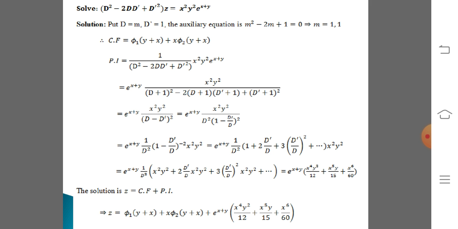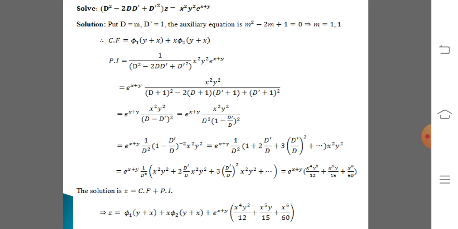So, PI equal to e power x plus y into x square y square by (D minus D dash) whole square. So, we want to find the particular integral for x square y square. To find the particular integral for a function of the type x power m into y power n, we have to write the denominator in the form 1 plus x or 1 minus x by taking either the highest power of D outside or the highest power of D dash outside.